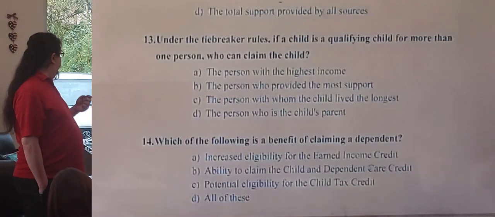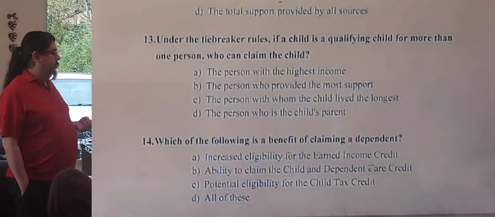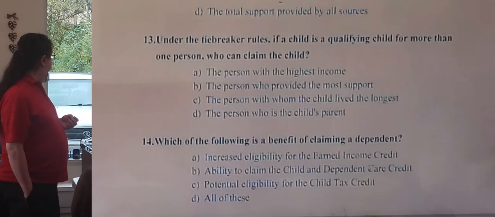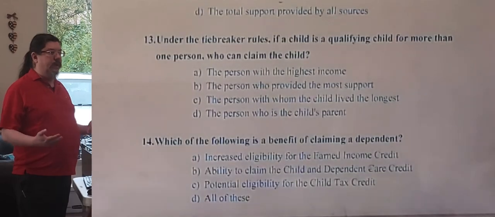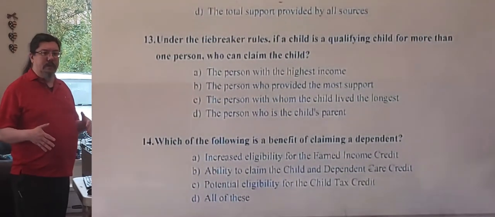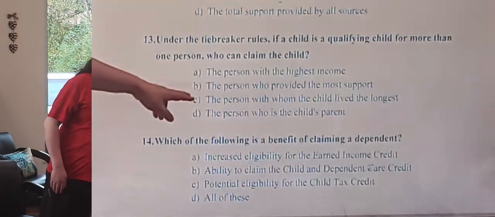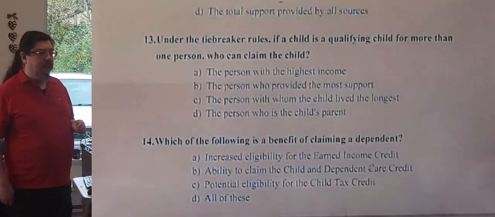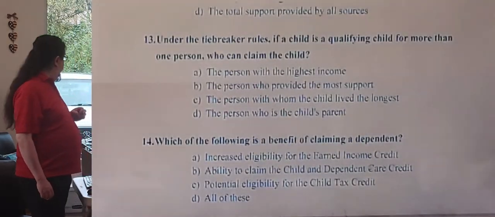So the person who is the child's parent always has first opportunity or highest priority in the tiebreak. If both the people involved in the tie are the child's parent, maybe they're unmarried parents and they live together or they don't live together, then it would be the person who the child lived with the longest. The question says person, right? Yeah, that's the part.